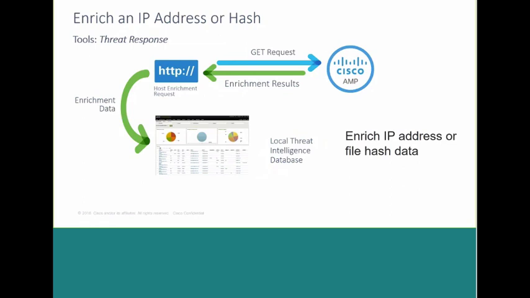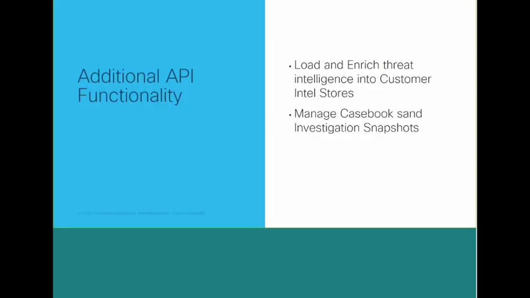An easy way to do bulk enrichment: every IP address that you have to deal with in the course of an investigation that is recorded in your organization's investigation management technology can be extracted from that technology, enriched, and then that data pumped back into your threat intelligence database for use by your investigation team. So loading and enriching threat intelligence into your customer intelligence store is a huge use case for the threat response API.